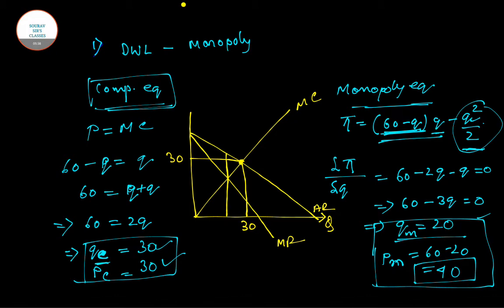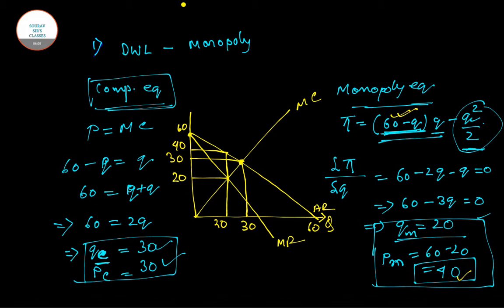But for monopolist it will be here, 40 and 20. So for monopolist it will be 40, and so now we can simply see all this, and the maximum that can be charged is 60. From here you can get here.